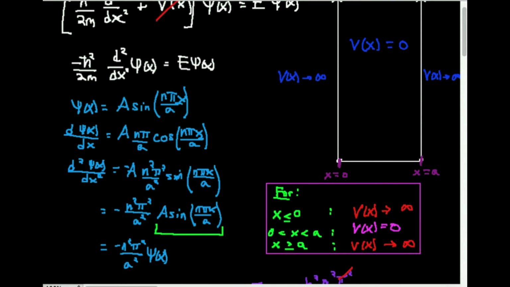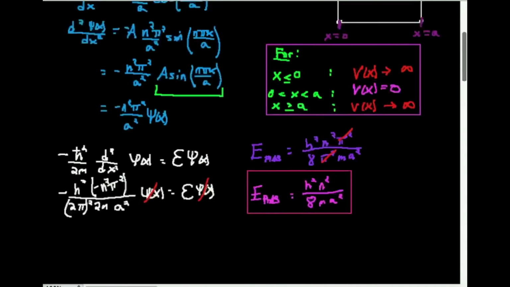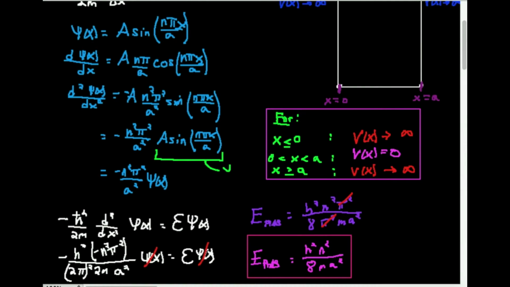That's the wave function. So I could just jump and say, replace that with psi of x, right? That's just the wave function. So that's why I have this here. I dropped the a sine n pi x over a, and I just have negative n squared pi squared over a squared times psi of x.